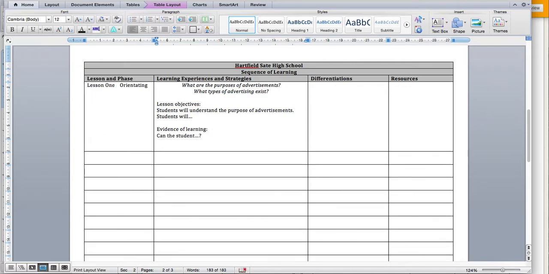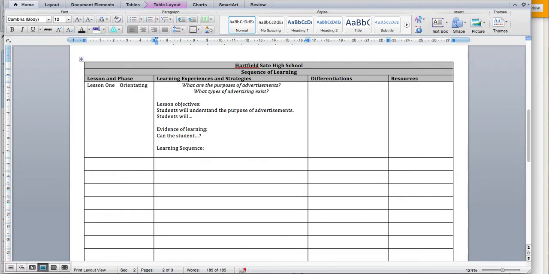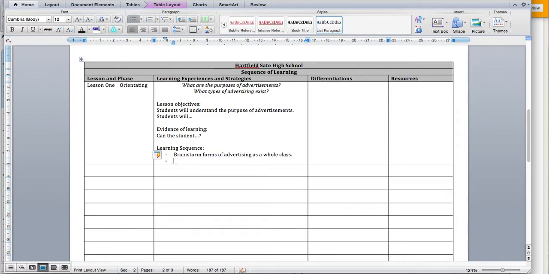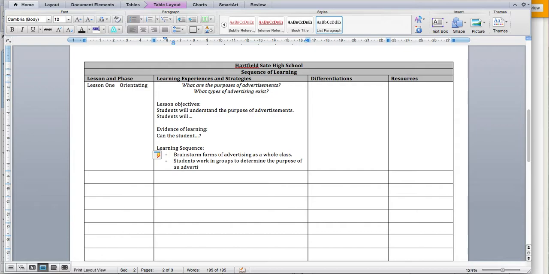Okay, and the last thing is a learning sequence. That's where you write down generally what activities are covered within each lesson. So we could say, for instance, that we're going to brainstorm forms of advertising as a whole class. And then we're going to break students up into groups to determine the purpose of an advertisement. Okay, you don't need a whole lot of detail, but just a general idea of what is going to be happening throughout that lesson.